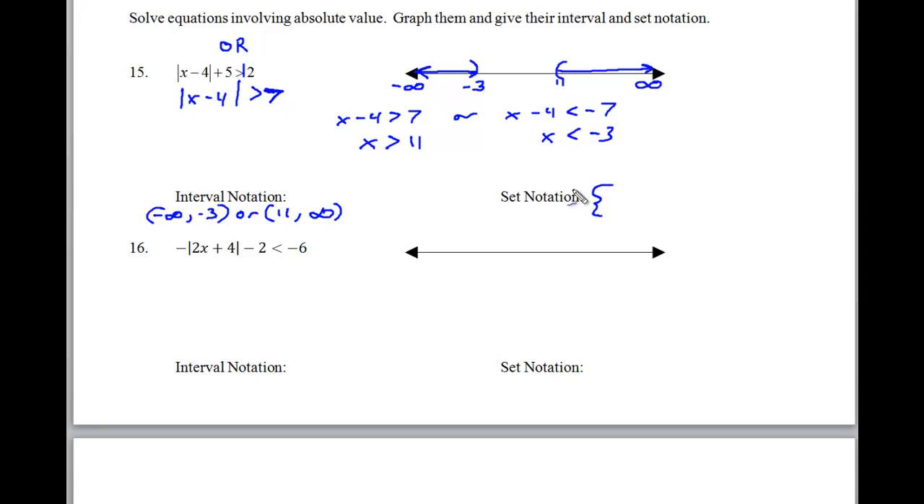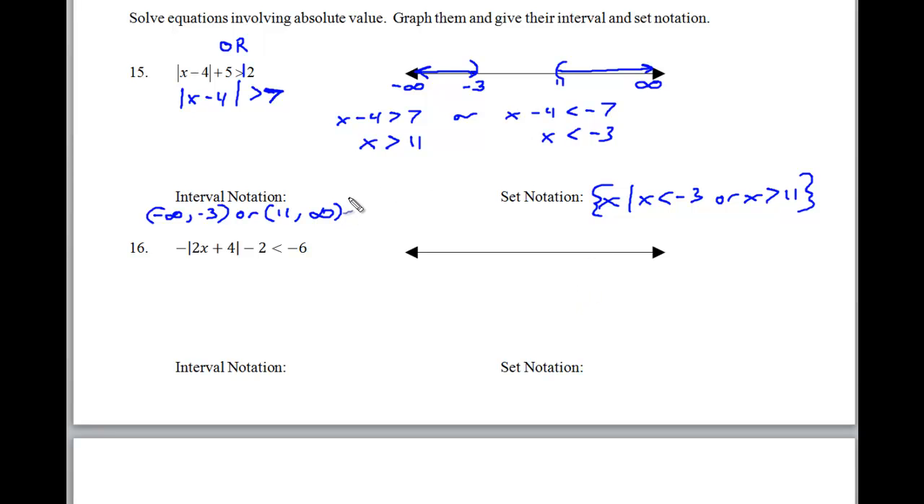The set notation is going to be what we have written up here, except I'm going to put x is less than -3 in front, because -3 is less than 11. x is greater than 11. Okay, so there's my set notation.